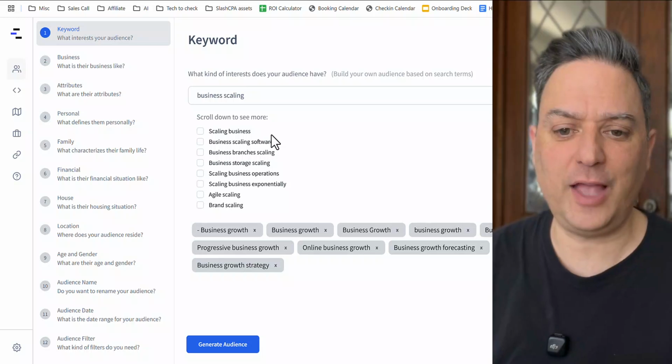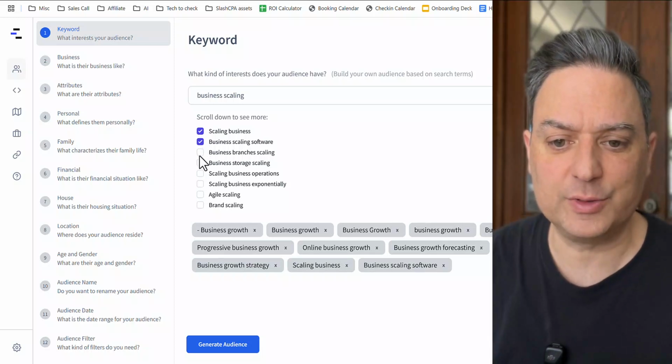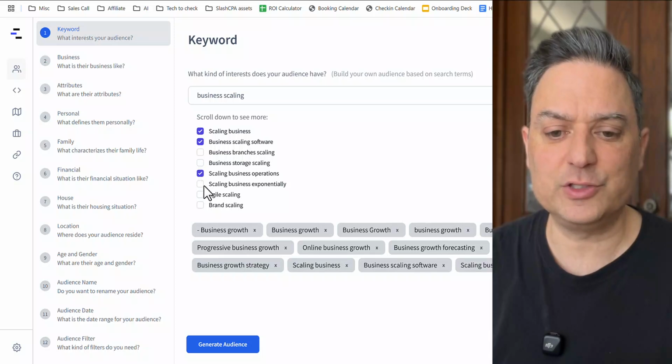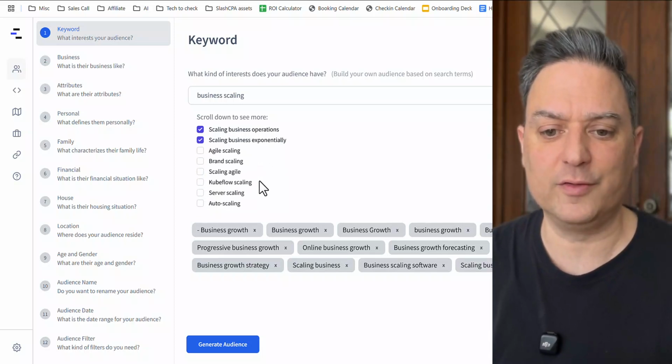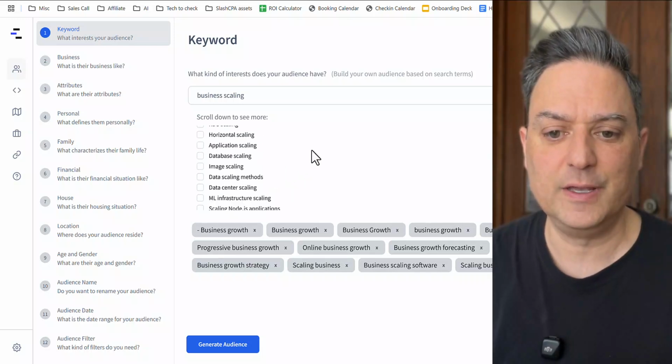Boom, perfect. This is exactly what we want. Scaling business. Business scaling software, business branches scaling. I don't know what that is. Scaling business operations, scaling business exponential. These are all the cool ones that he's going to want for sure, because these are all showing that they're looking to scale their business.